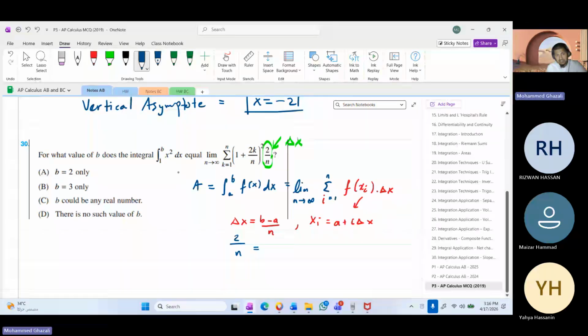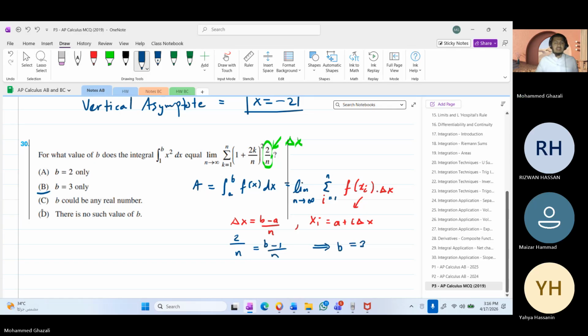What's your a and your b? Your b is b on top, and your a is 1 over n. Cancel out the n, and you get b equals 3. It can only be 3. Excellent. So how did we get a from the integral? A is the bottom bound value, and b is the top value. So the second part is your delta x.